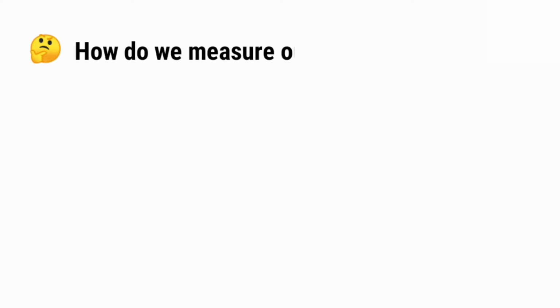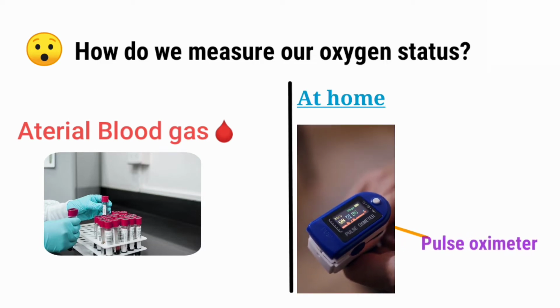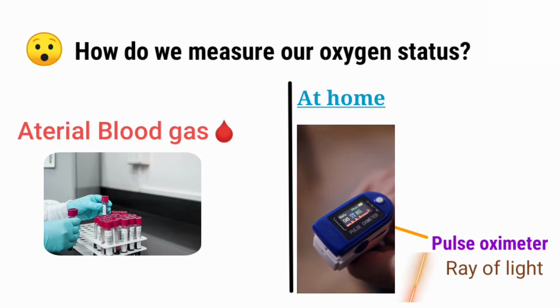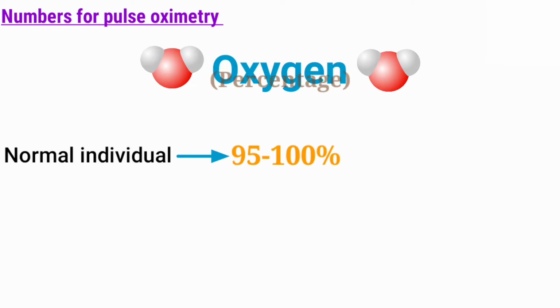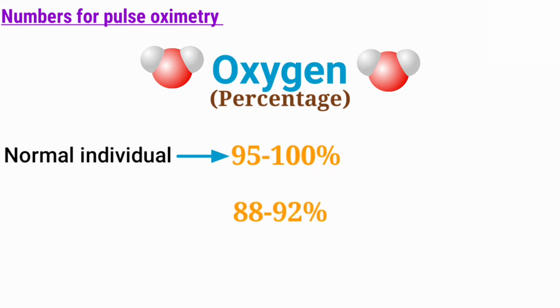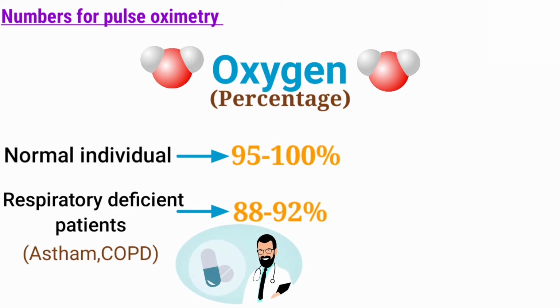So how do we measure our oxygen status? Well, it is done through many tests like arterial blood gas and others, but the one you can do at home is through this little device called a pulse oximeter, which uses a ray of light to measure your blood oxygen percentage. Normal is around 95 to 100% in a healthy individual, but 88 to 92%, or around 90%, if you are a respiratory deficient patient, like if you have asthma, COPD or other respiratory deficiency like them. So it is important to ask your doctor what is normal for you.